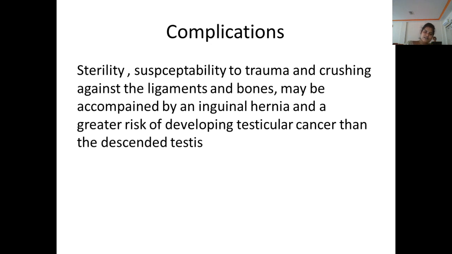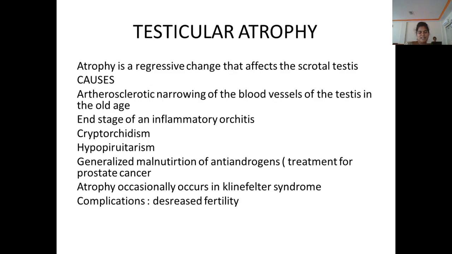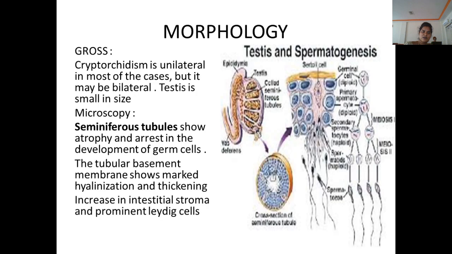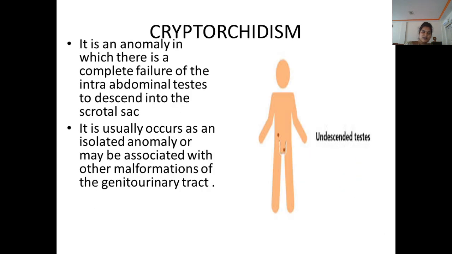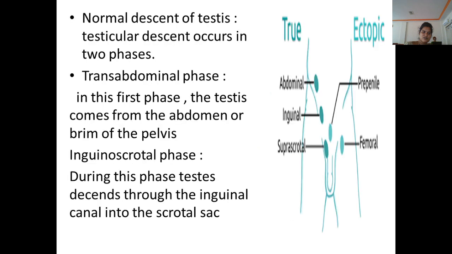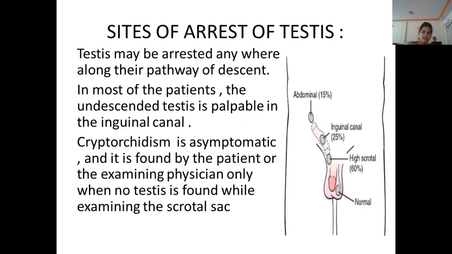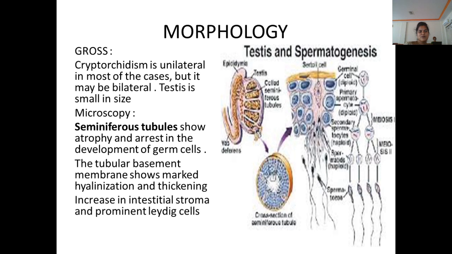And then torsion of the appendix testis. So these are some of the complications. When we have seen cryptorchidism, this is an undescended testis. It has to descend from the intra-abdominal position to the scrotal sac. It has two phases, the trans-abdominal phase and the inguinoscrotal phase. So we have the sites: abdominal site, inguinal site and high scrotal site. Morphologically it is unilateral, sometimes bilateral. The testis is mostly very small in size.